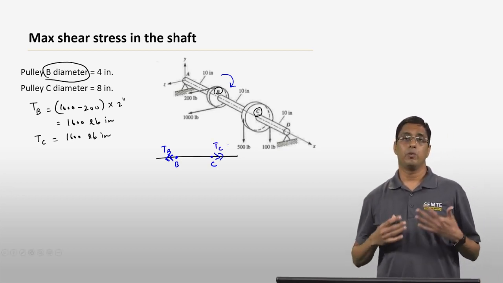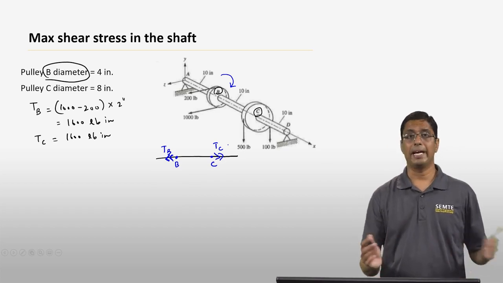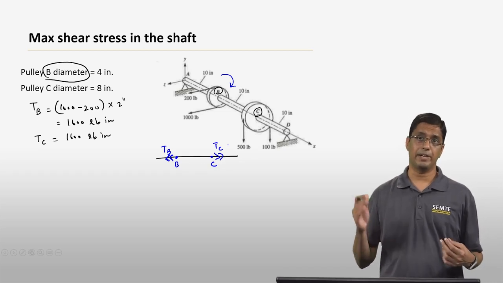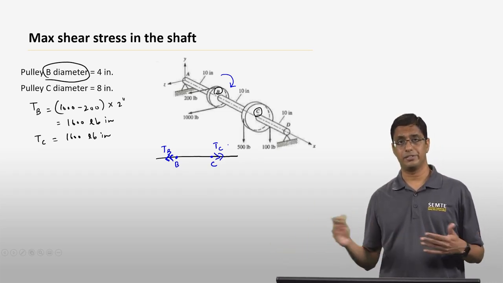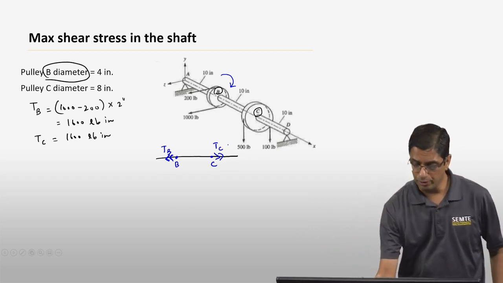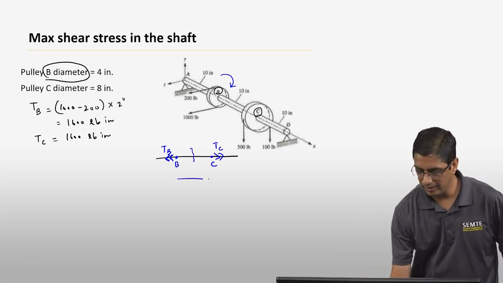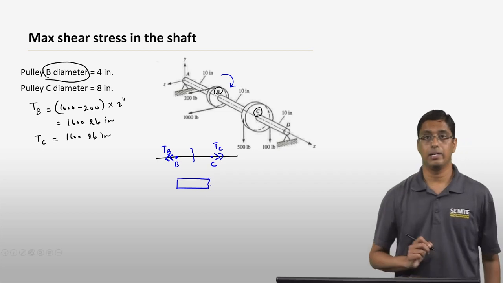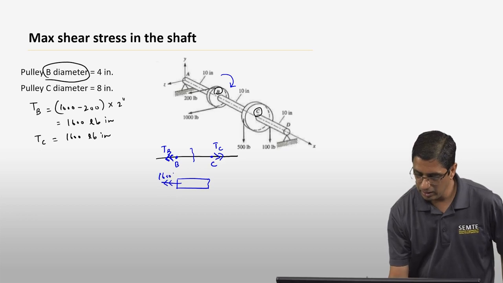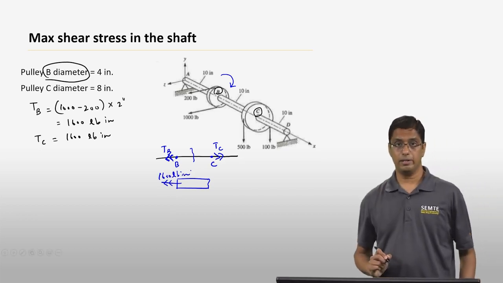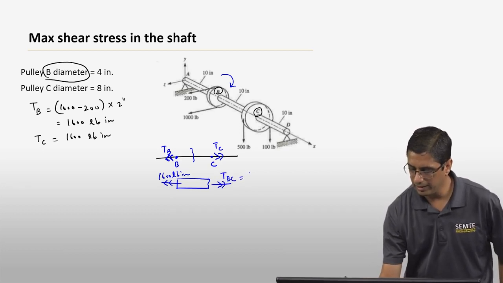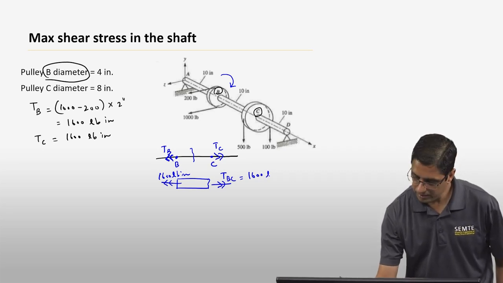Now what you know is that at any point between A and B, the torque is going to be 0 because there is no external torque between A and B. Similarly, for any point between C and D, the external torque is 0, so the internal torque is also going to be 0. But for any point between B and C, you can find out what the internal torque is, and that is fairly simple. You take a section and then look at the free body. At this point, you have a 1600 pound-inch torque. So this torque here, which we call TBC, is going to be 1600 pound-inches.